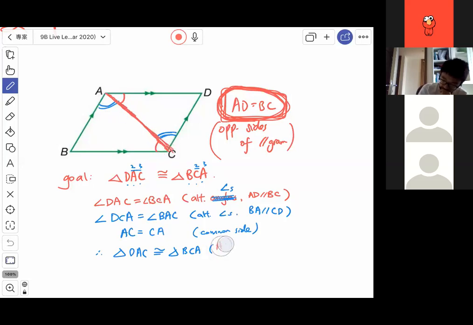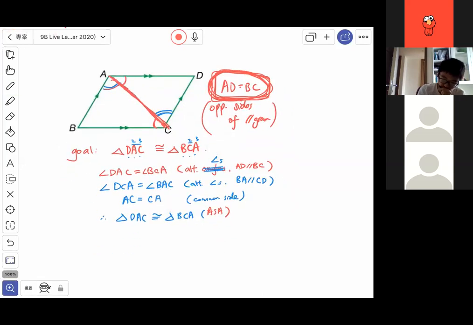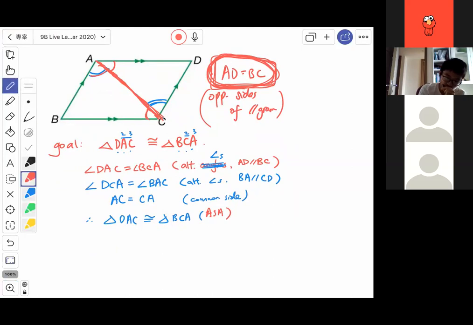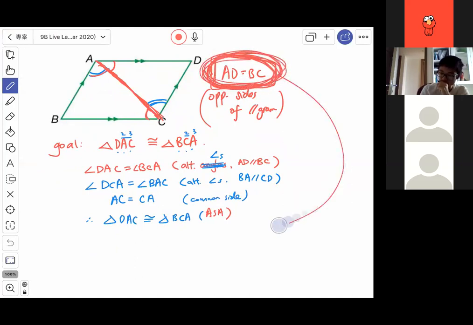This is ASA because we have angle, side, angle, following the same order. Okay, so after we prove the congruent triangle, you should know why we have to prove. Because after proving, our goal is not to show congruent triangles. Our goal is to show AD equals to BC, right? So I can just write it here. AD equals to CB, following the same order, corresponding sides of congruent triangles.